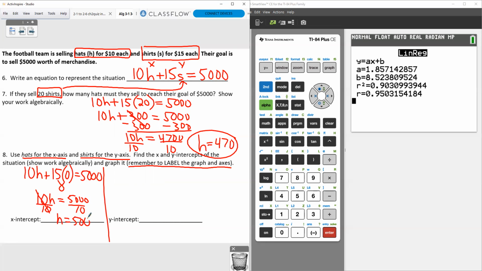Now, 500 is not your x-intercept. You need to put it in as a point, all right? As a point, all points are written x, comma, y. So our x value is really our h value, which is 500. That's going to go in front of the comma. We subbed in a 0 for the y value. This is your answer. You need to write it as a coordinate, as a point.